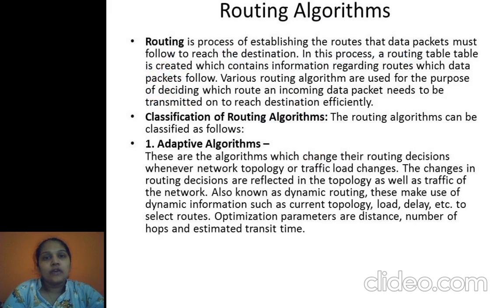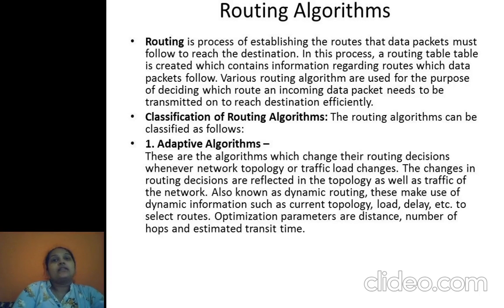Routing is a process of establishing the routes that data packets must follow to reach a destination. When you want to send data from sender to receiver side, that data should be sent in a proper route. That route is decided with the help of network protocols. The path that we follow, we call it routing. So routing is a process to establish that route for the data packets.